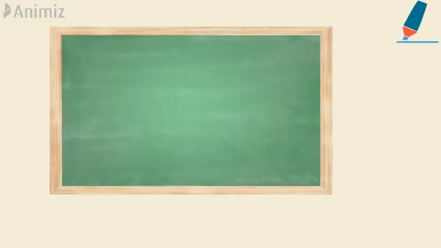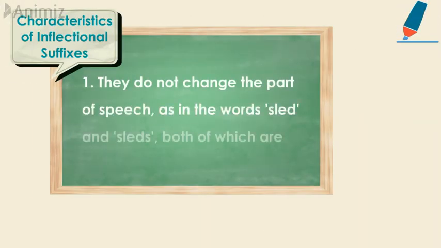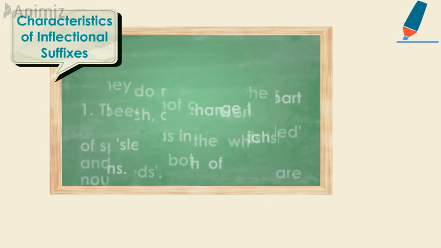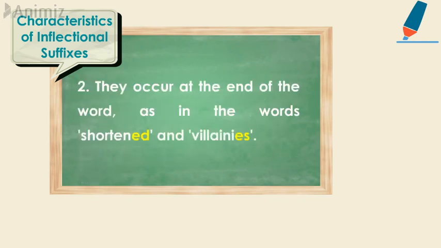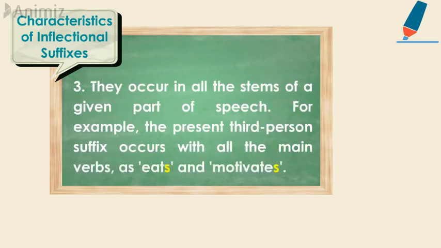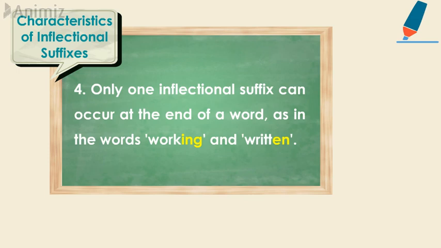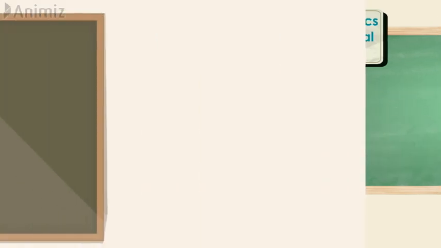There are 4 characteristics of inflectional suffixes. 1. They do not change the part of speech, as in the words sled and sleds, both of which are nouns. 2. They occur at the end of the word, as in the words shortened and villainies. 3. They occur in all the stems of a given part of speech. For example, the present third person suffix occurs with all the main verbs, as eats and motivates. 4. Only one inflectional suffix can occur at the end of a word, as in the words working and written.